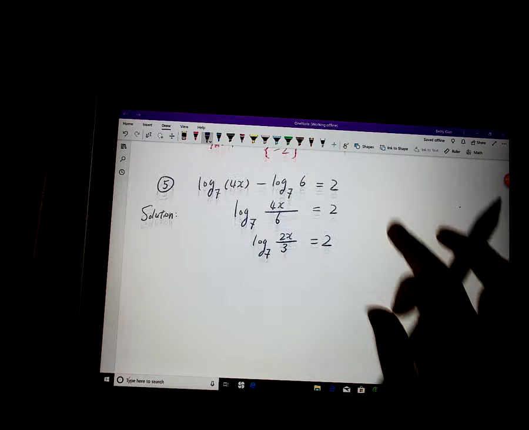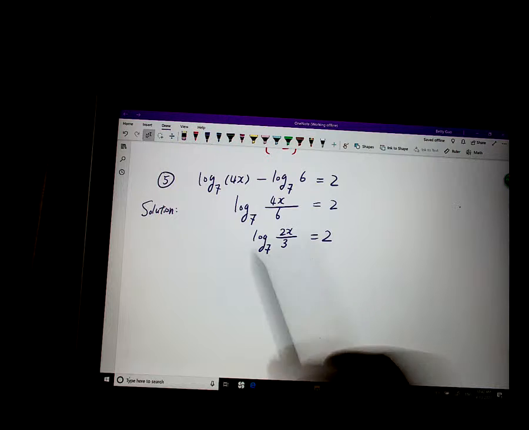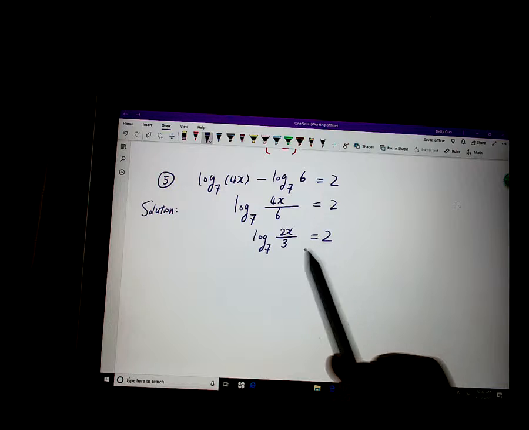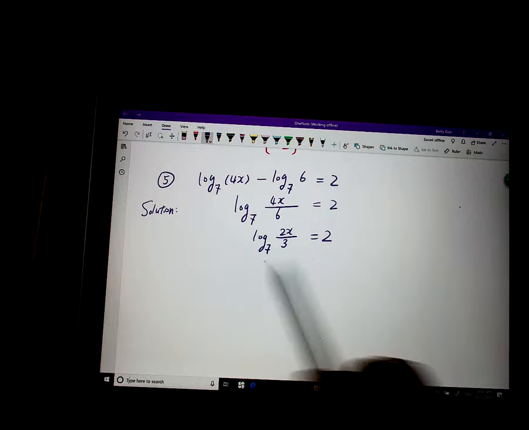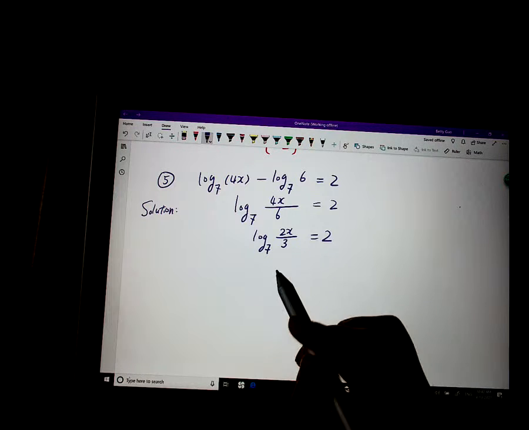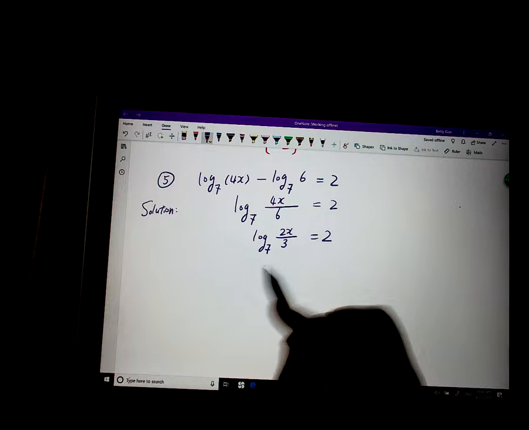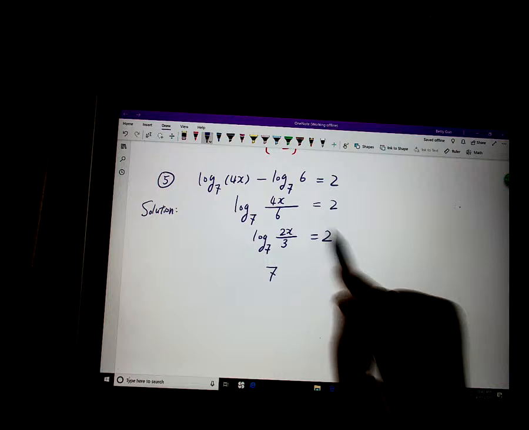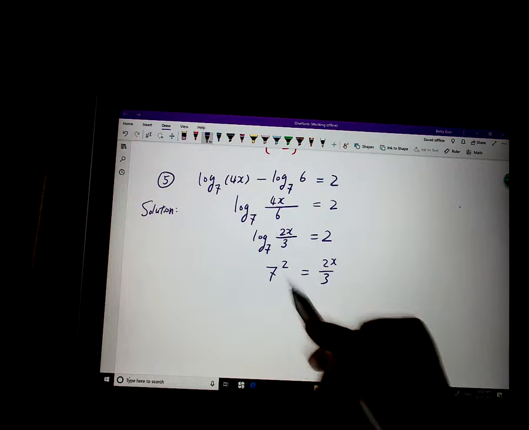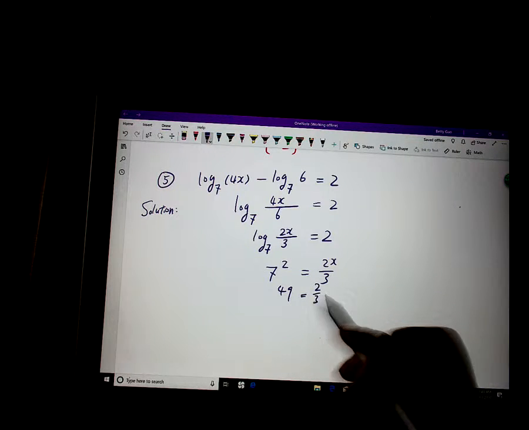And how do we continue from here? This equation is now in logarithmic form. So could we try to convert this equation to its equivalent exponential form? In the beginning of the previous video, I did that. I gave you the formula. So we're going to convert to exponential form. Take the base 7 to the power of 2, which equals the argument 2x over 3. What is 7 squared? 49. 2 over 3 times x.